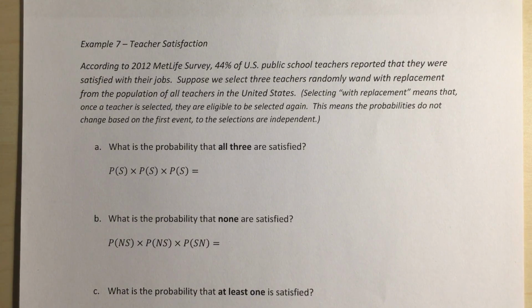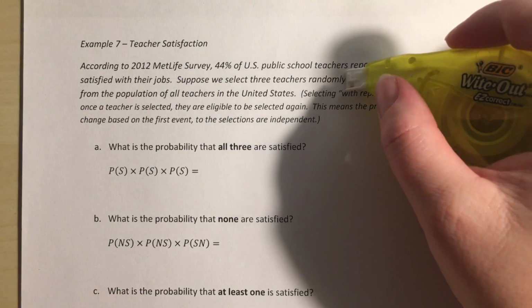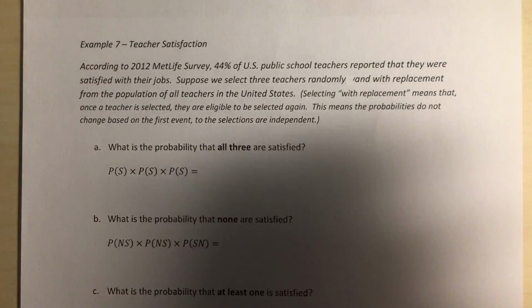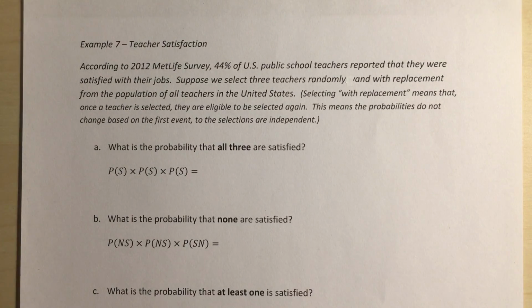Right, so our last example in section 5.3 is going to show an application of our multiplication rule. According to a 2012 MetLife survey, 44% of U.S. public school teachers reported that they were satisfied with their jobs. Suppose we select 3 teachers randomly, and with replacement, from the population of all teachers in the United States.